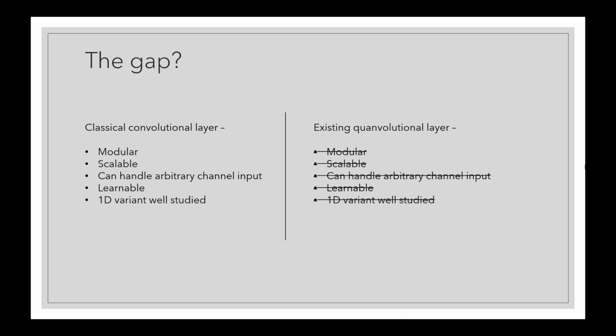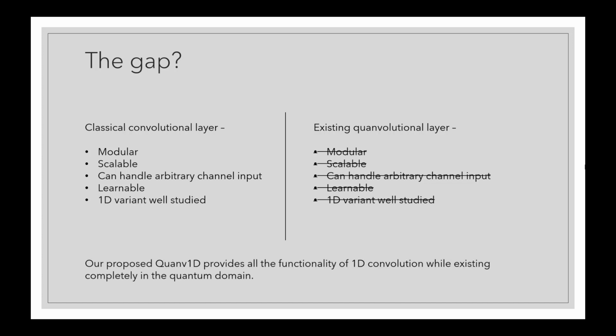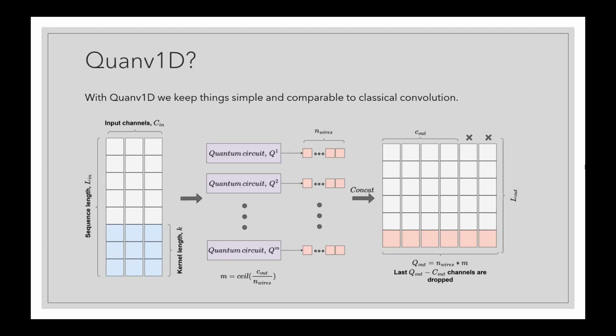As such, in this work, we have proposed a new convolution algorithm, Quanv1D, which overcomes all the previous shortcomings and works on par with classical convolution. Now, if we look at how Quanv1D processes the data, we can see that it works exactly like classical convolution. The main difference is that instead of regular filters, we are using learnable quantum circuits as kernels. Additional details and nuances of Quanv1D can be found in our paper.